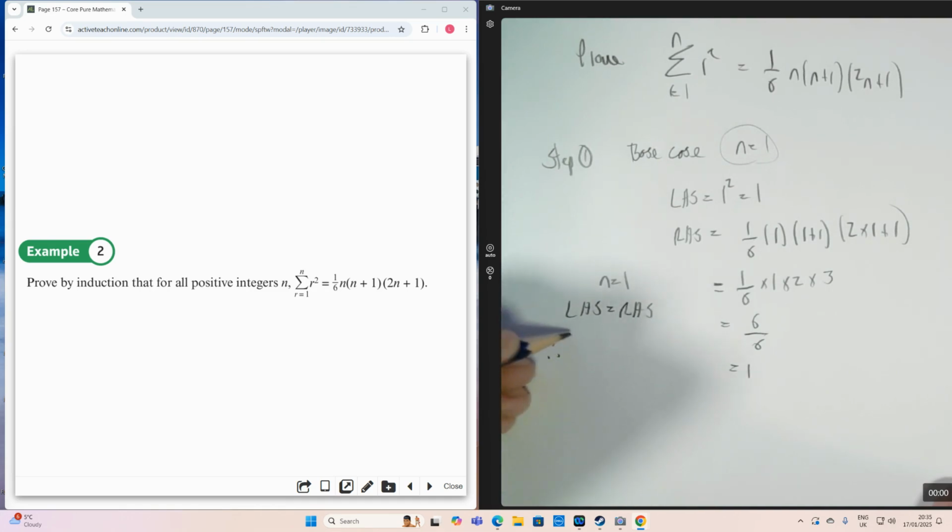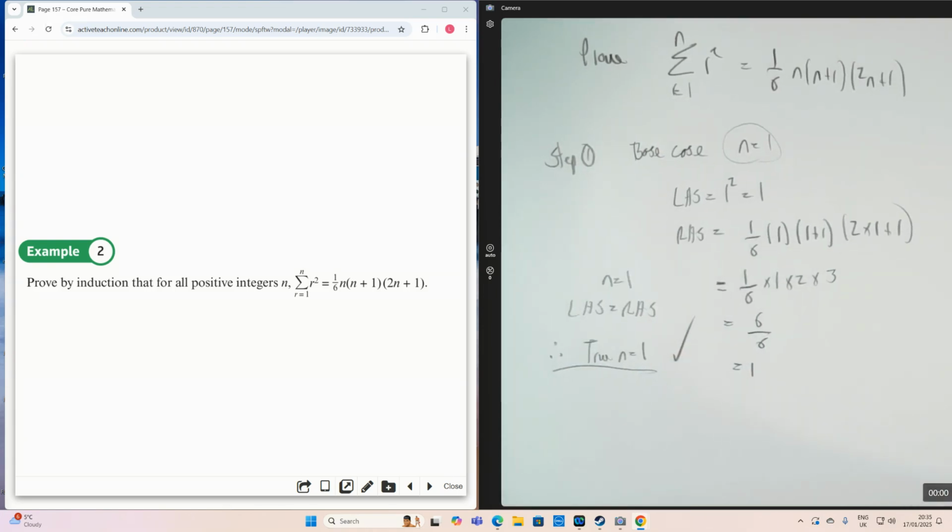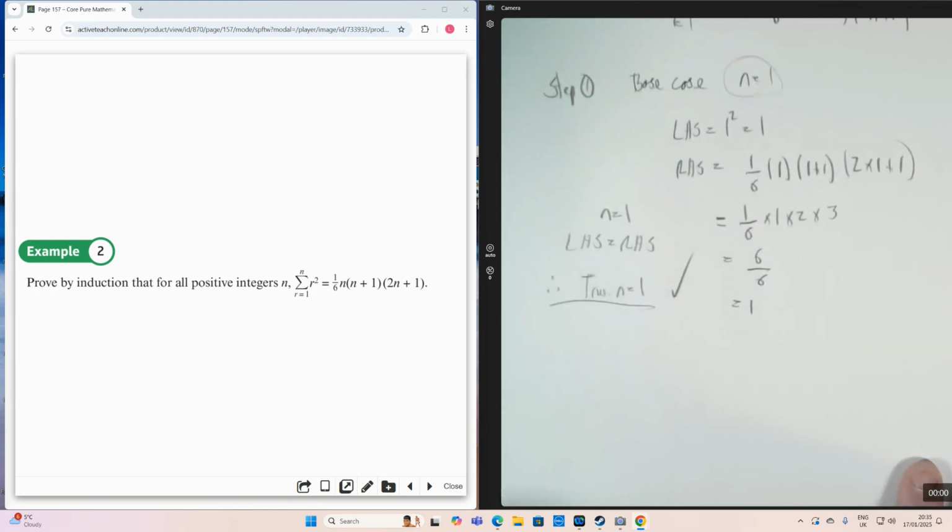So therefore, the summation equation is true for n equals 1. So we've now proved the base case. Okay, now it's step 2, our assumption step.